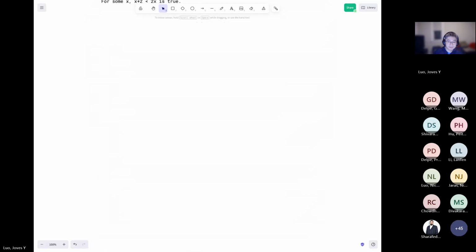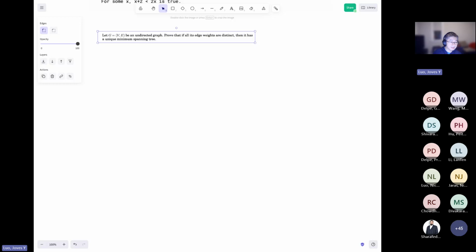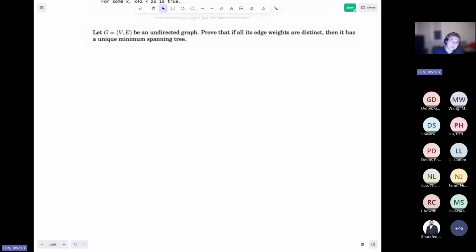5.6. Let G be an undirected graph. Prove that if all its edge weights are distinct, then it has a unique MST. I like this one. We wouldn't require you to come up with a very math heavy proof. So I just came up with a way that I thought allowed me to argue it. One way to argue it would be that if you were to run Kruskal's, no matter what order you give these edges to Kruskal's, it would always choose the same sort because they're distinct, and Kruskal's would always use the exact same order to pick those edges.